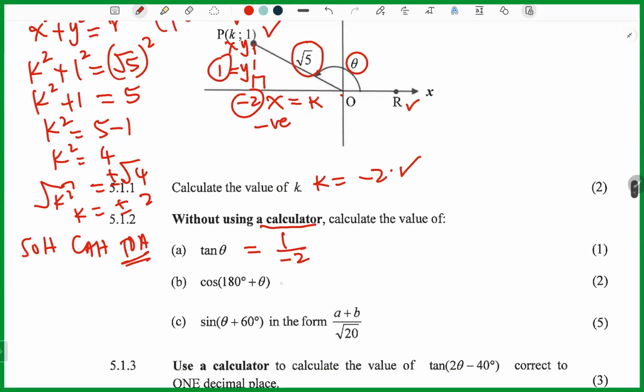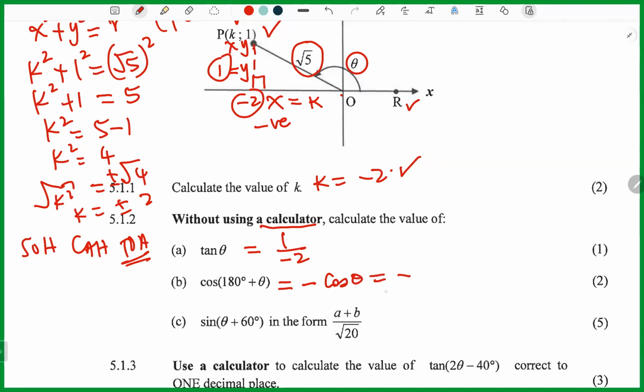All right, to get this one here, which is cosine of 180 degrees plus theta, it can be done in many ways, but the easiest way is to first reduce this. 180 plus is in the third quadrant, and the cosine is negative in the third quadrant. And this becomes negative cosine theta.